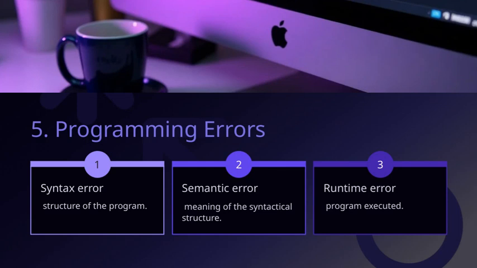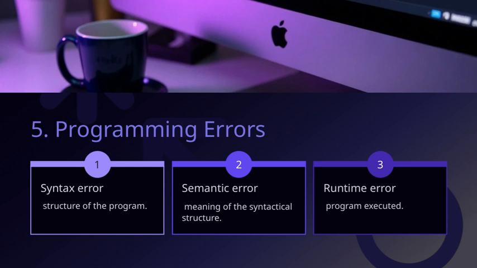Let's take a closer look at some common programming errors. When a program is executed, sometimes it runs into issues that prevent it from working correctly. One of these is a runtime error, which happens while the program is running. For example, trying to divide by 0 or accessing an invalid memory location can cause such errors. Next, we have errors related to the meaning of the code, known as semantic errors. These occur when the syntax is correct, but the logic or the intent behind the code is flawed. For instance, using a variable in a way that doesn't make sense for what you're trying to achieve.